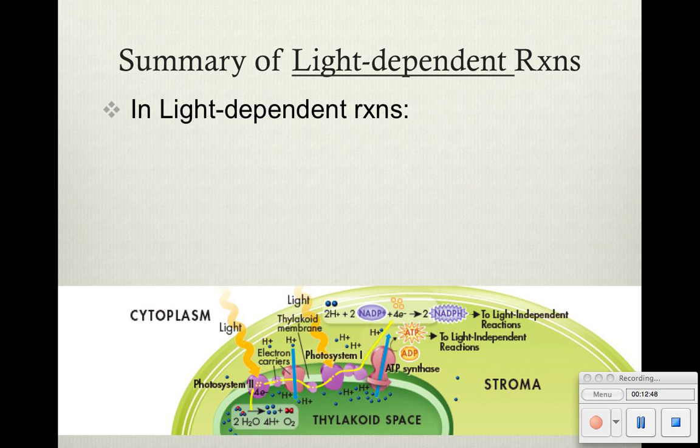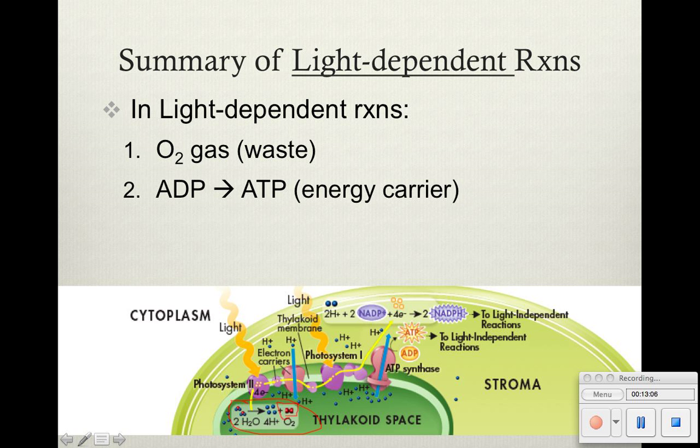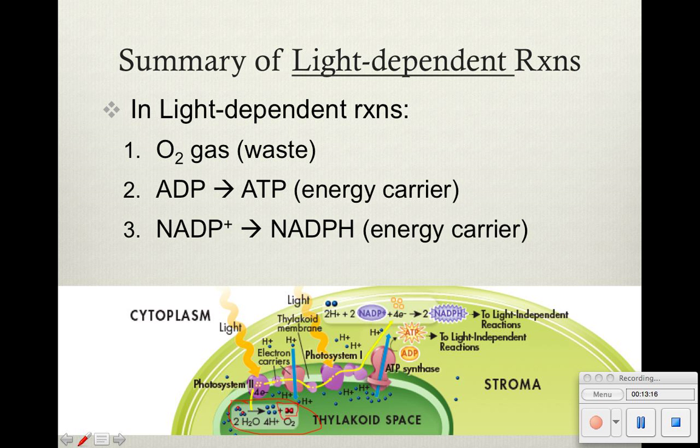In our light-dependent reactions, we have oxygen that's produced, right? It is a waste, right? Remember water splitting up down here. And when it splits up, it releases oxygen, and that just goes into the air, and we get to stay alive because we get to breathe it. We have ADP, and that's turning into ATP. And we have NADP plus that gets turned into NADPH.